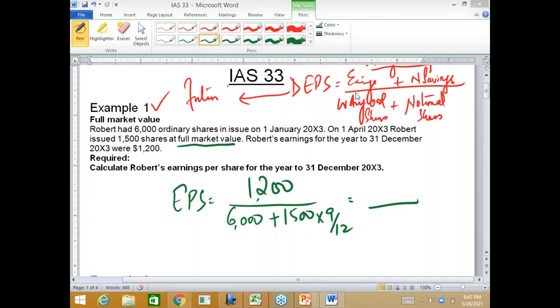So the EPS figure should be, let me calculate, 1500 multiplied by 9 divided by 12 plus 6000, divided by 7125. So it will be 16.8 cents.